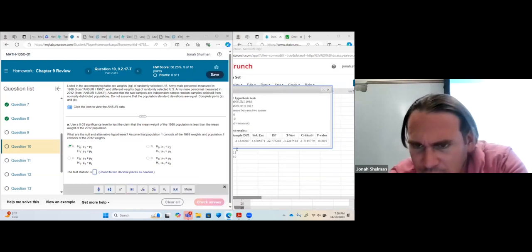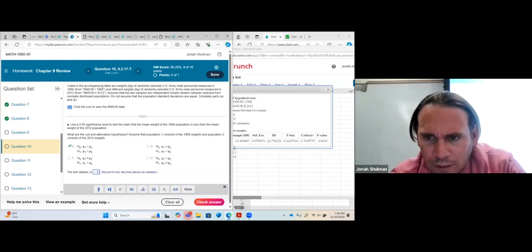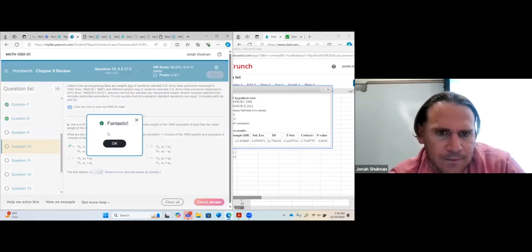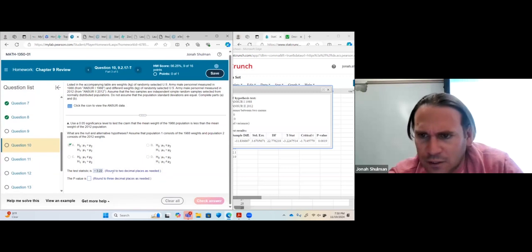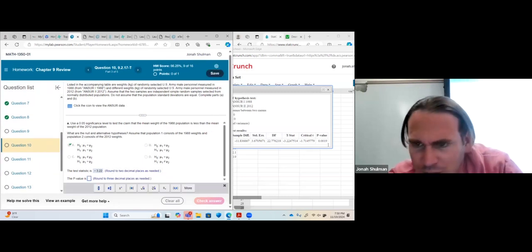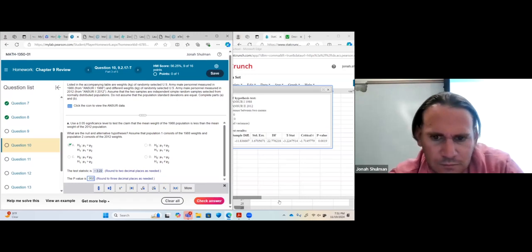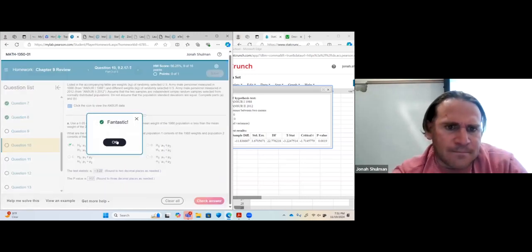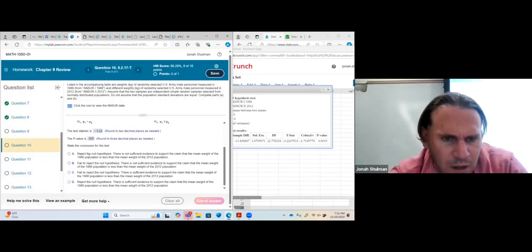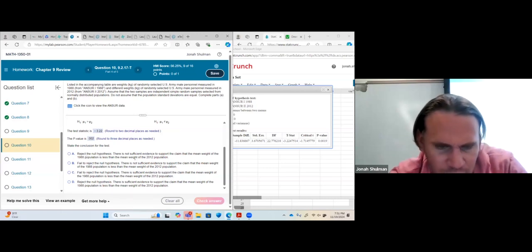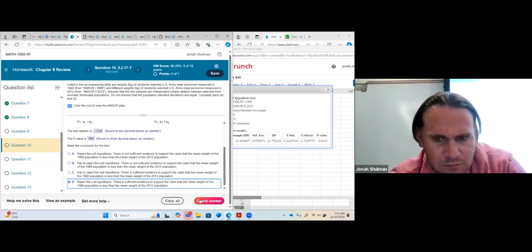Our test statistic is negative 3.22. Let's see if that's right. Cool. Our p-value to 3 decimal places is 0.002. Cool. We are going to reject the null. There is sufficient evidence to support the claim.